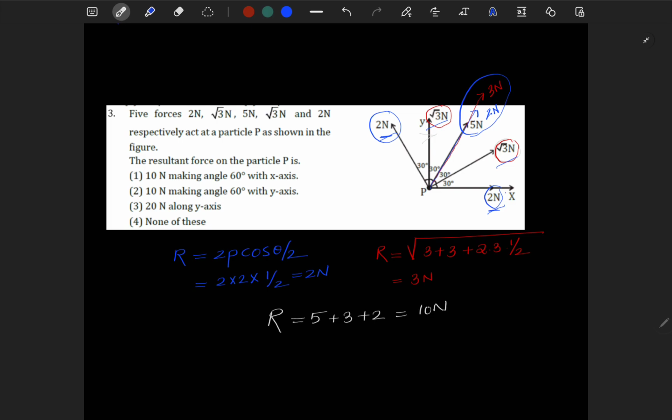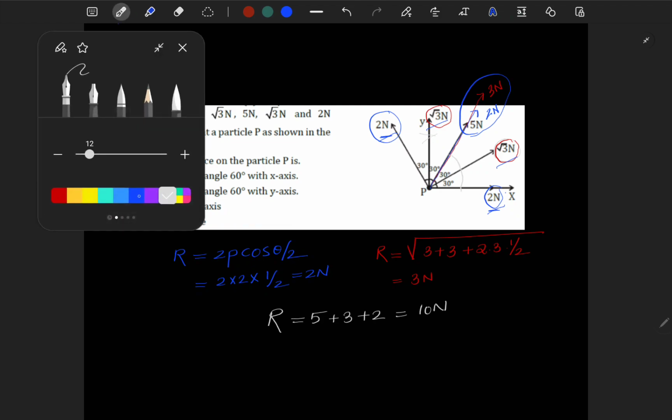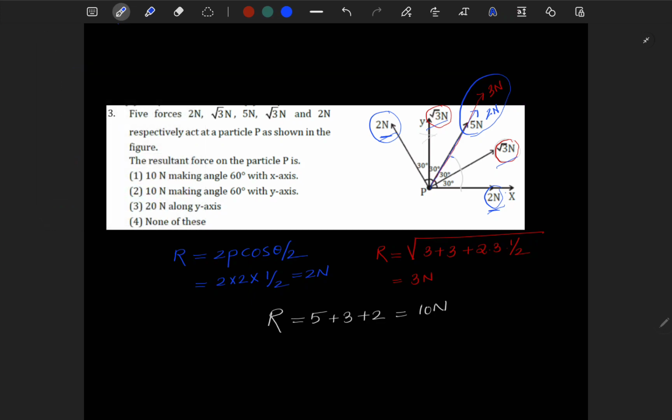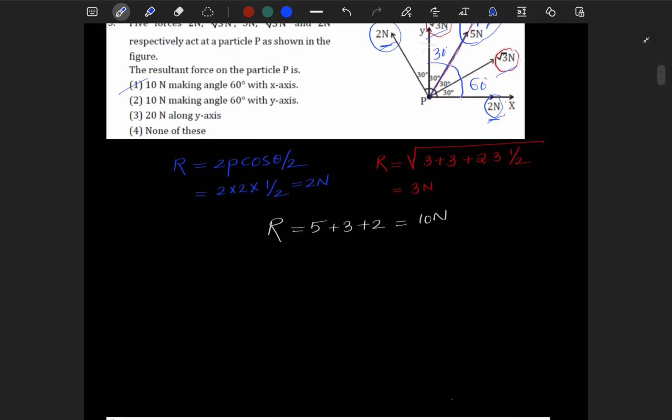But the 10 Newton is here, which is making an angle of 60 degrees with the x-axis or 30 degrees with the y-axis. So the first option is correct, because the 10 Newton is making an angle of 60 degrees with the x-axis. Let's go to the other question.